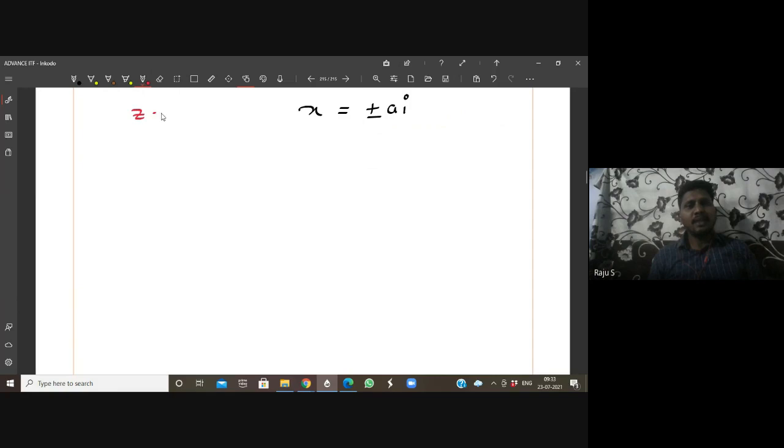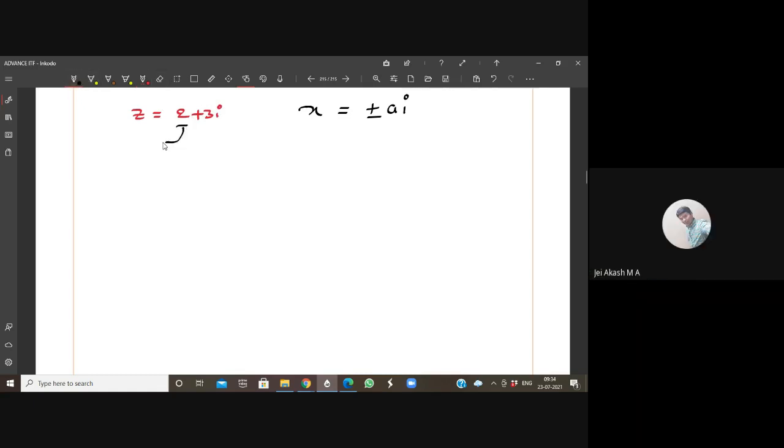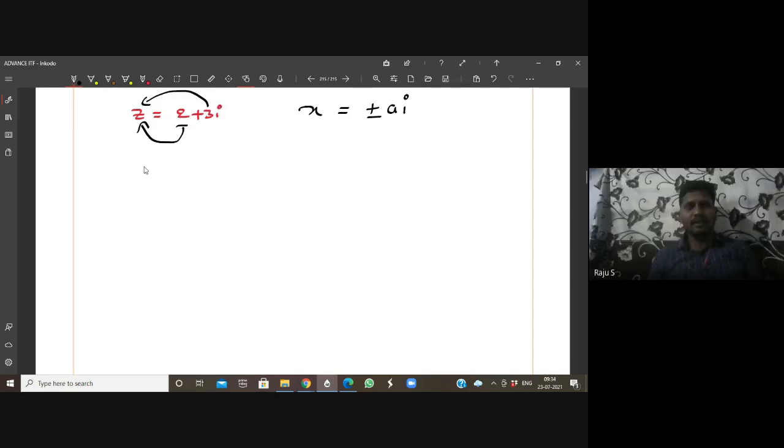Okay, for example, complex numbers can be denoted by z. z is equal to, for example, 2 plus 3 iota. You may write it like this also. See, what about 2? 2 is called the real part of z. 3 is called the imaginary part.